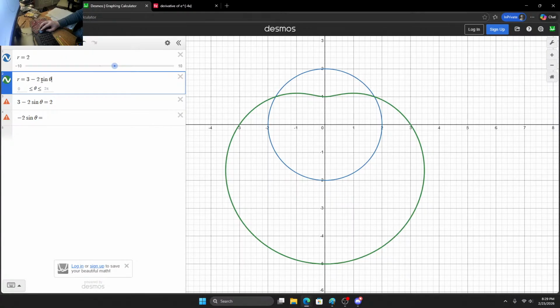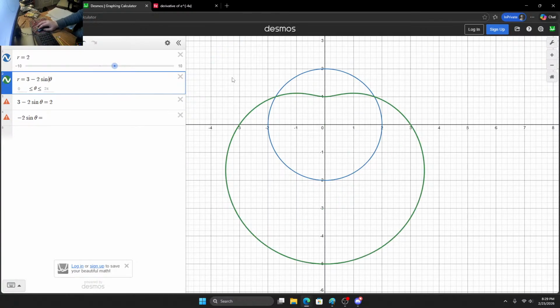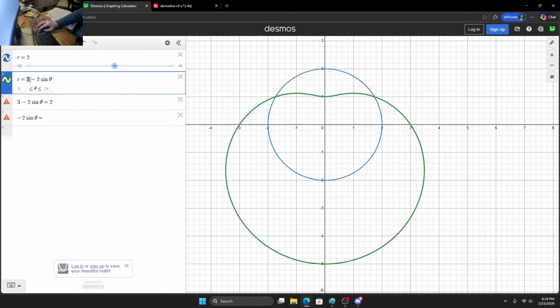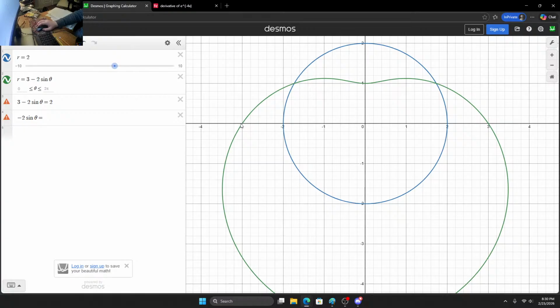The fact that it's sine theta is what dictates that the bulk of it lies in either the two lower or two upper parts of the graph. If it were cosine, then it would be all left and right. The fact that it's negative, like 3 minus 2 sine theta, is what makes it the lower part instead of the upper part, as you can see. The 3 here determines the length from the center outwards. It's like the point of intersection right here. That's why it crosses over both at -3 and 3.